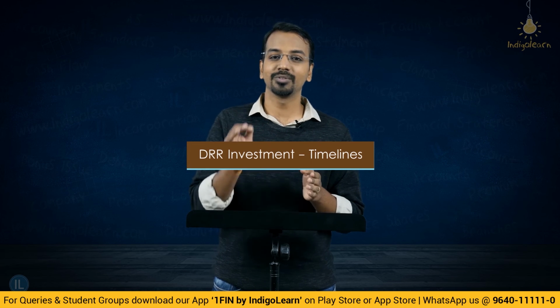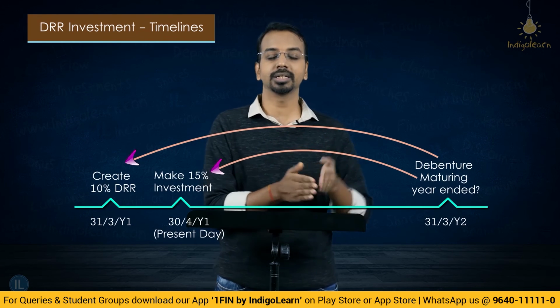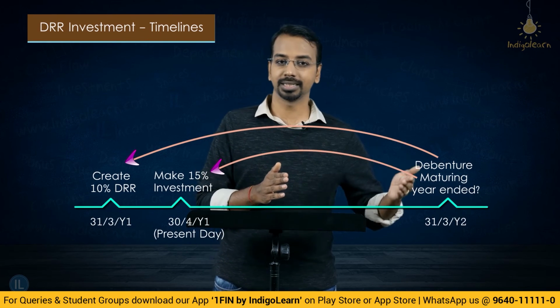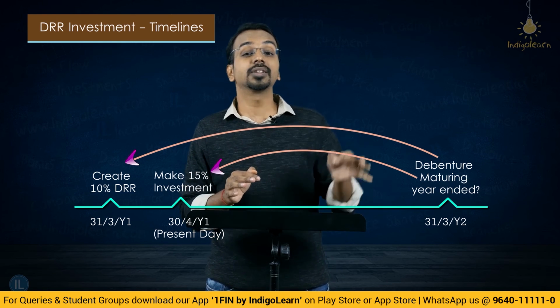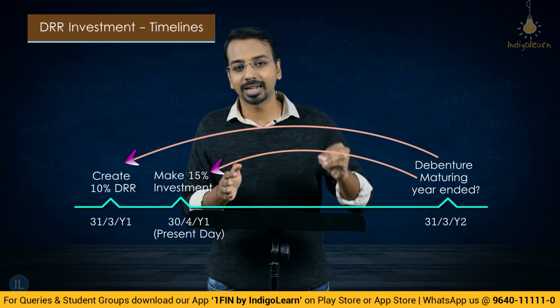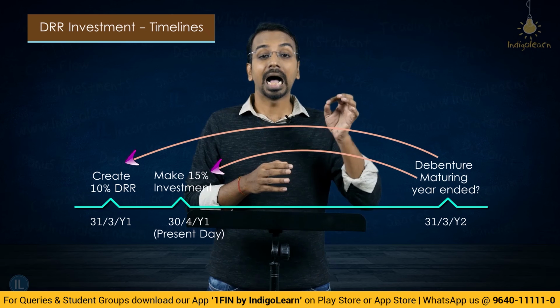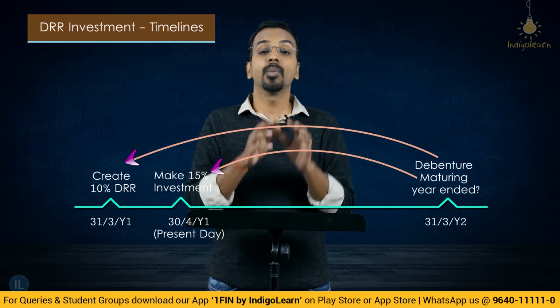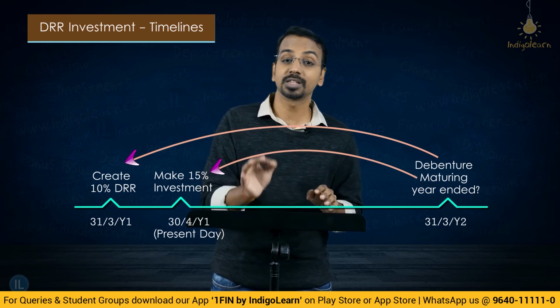Now when we talk about investments, by when should the investments be made? What is the timeline for that? For this, we need to comply with the investment requirements by 30th of April for all the debentures maturing by 31st of March of next year. Which means if you are on 30th of April of year 1, you have to check, between that date and 31st of March of year 2, what are the debentures that are maturing, and what is the total amount of debentures that will fall due for redemption. Out of that, 15% must be invested in specified securities.